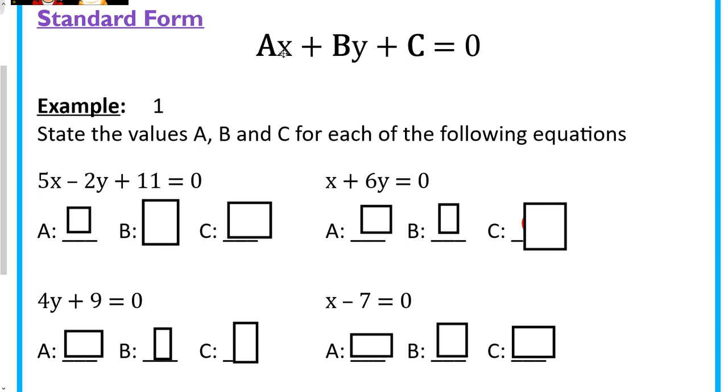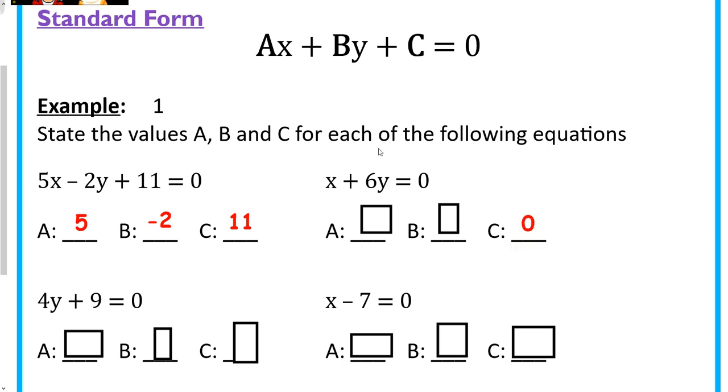So A is always with the X, B is always with the Y, and C is the constant at the end, and it has to be equal to 0. All right, so for the first equation, you can see that A will be 5, the Y is going to be -2, and C is going to be 11. Okay, it's already in the right form. Over here, we've got an X, Y, and then no constant, which means a constant would be a 0.